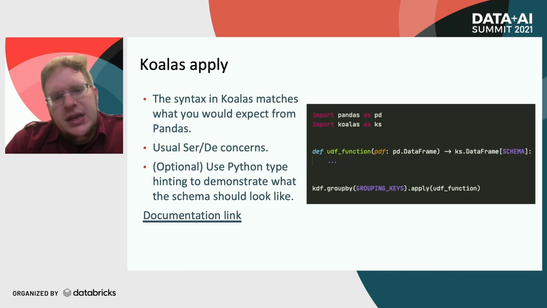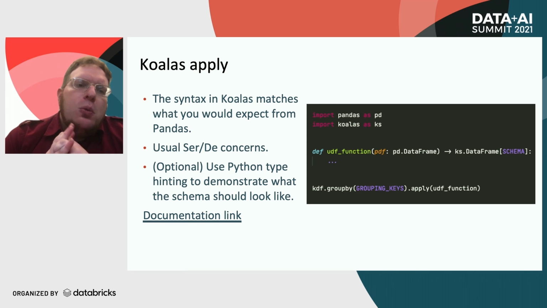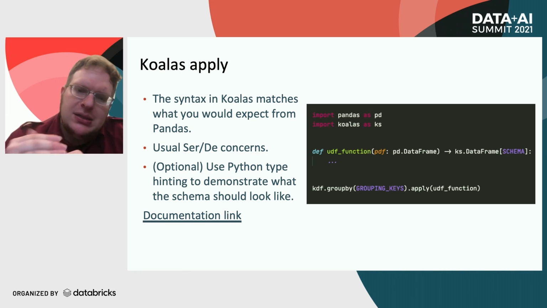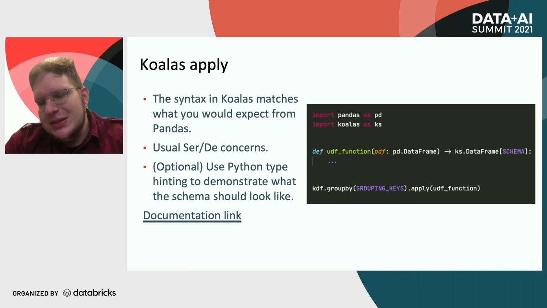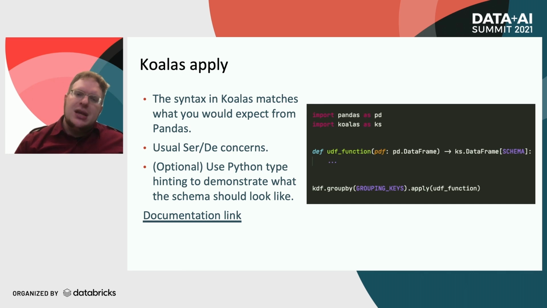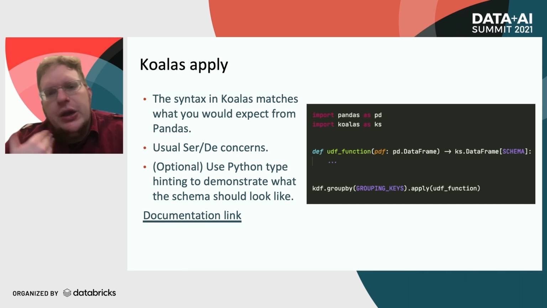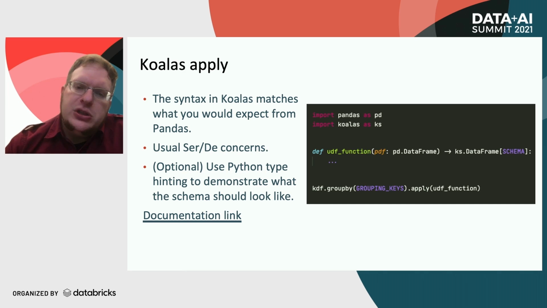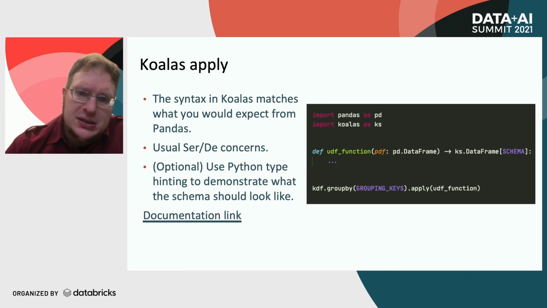I don't have to give my UDF function a decorator here, but one thing that is worth noting is my type hint is a little unusual. It's worth remembering Python type hints are just that, they're hints. So this UDF function is a Pandas data frame to Pandas data frame operation, but I'm going to give it a Koalas data frame return, and I'm going to give the schema value there, and that is how we tell it what the output schema is.